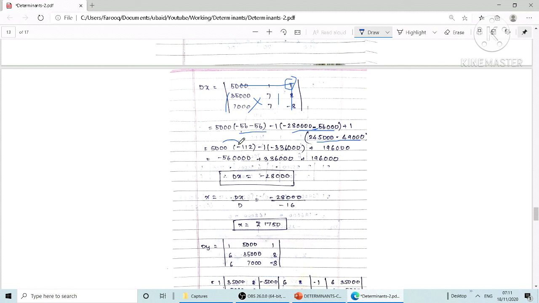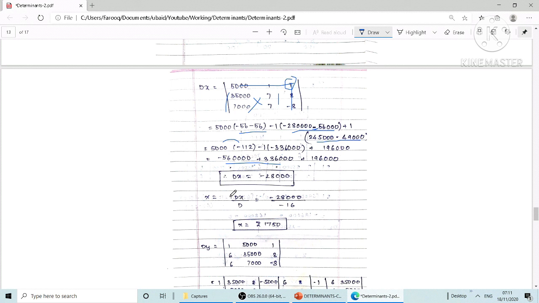Then we will multiply minus 112 with 5,000, we will get minus 5,60,000. Here plus 3,36,000 will become, because minus and minus is plus, and in the middle a multiplication sign is there. Here 1,96,000. Then we have to subtract first 5,60,000 and 3,36,000, with the sign of the greater number, minus. Then whatever number comes, we subtract it and take the sign of the greater number. Then the value of dx we get is minus 28,000.